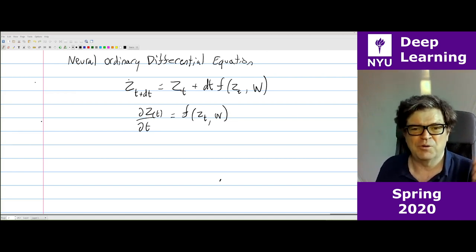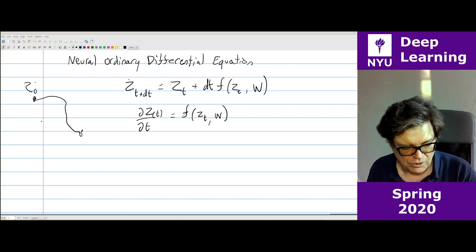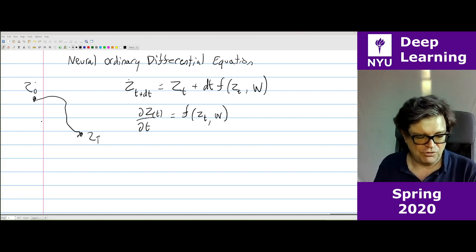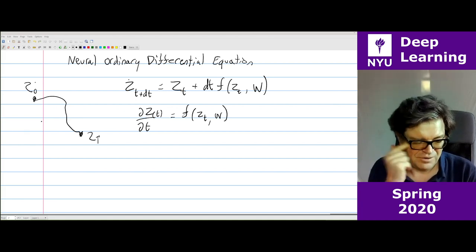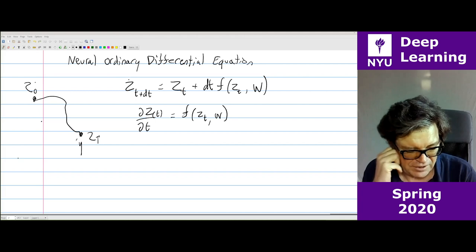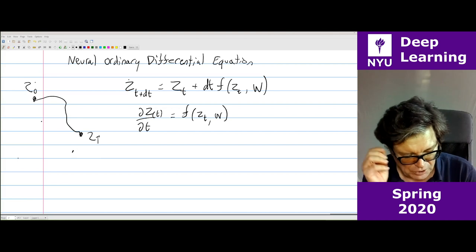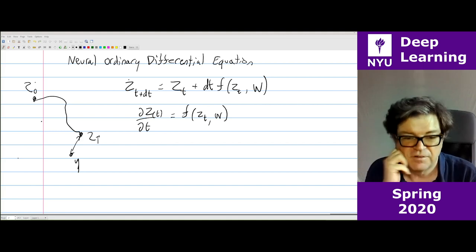So there are two ways you might want to train something like this. You might want to train the system to map one point, z at time zero, to a particular point z at time big T after some trajectory. You may not want to constrain the trajectory, you just want it to reach that point, and you don't care what it does afterwards. So you can have a cost function, which is basically the distance of Z to that target point, Z of big T, which I'm going to call Y. So the target would be a point Y, and then your cost function would be the distance between ZT and Y, or something like that.